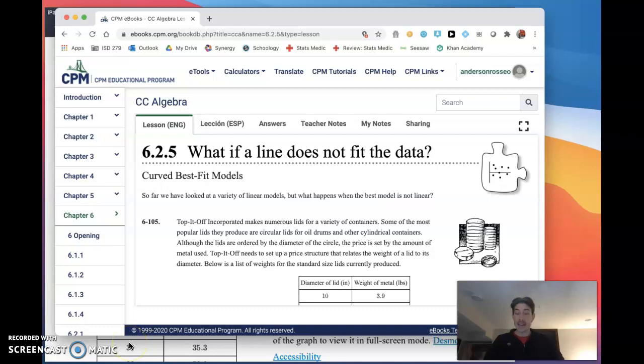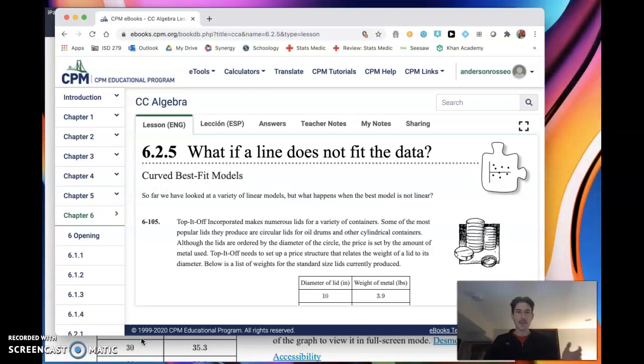And today we're going to try to answer the question in 6.2.5 from our CPM Common Core Algebra text. What if we don't have a linear model? I'm going to show you some things that are going to work out, and some things that aren't going to work out. Really what I'm hoping is that I share with you some things that allow you to proceed with some caution here.